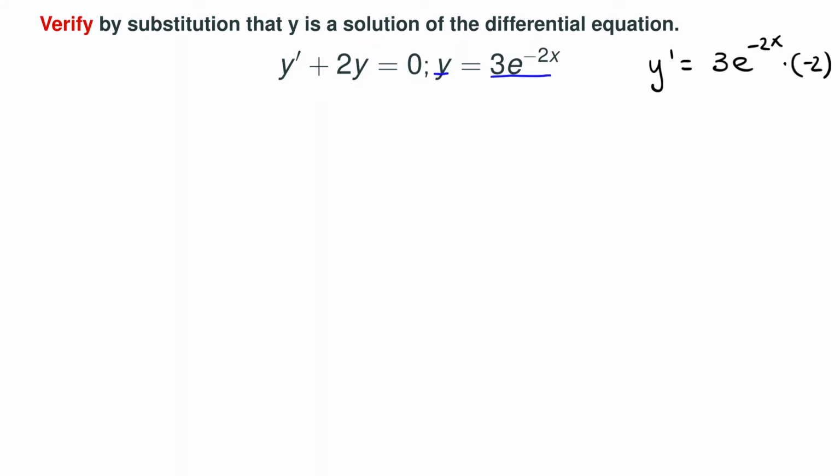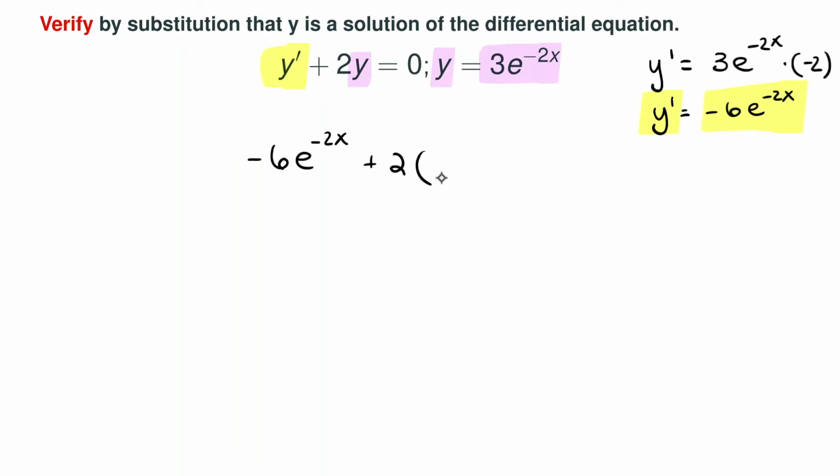is here. Bring down the inside function by the chain rule. So our first derivative simplifies to negative 6e to the negative 2x. And we're going to substitute these into our equation. So we have negative 6e to the negative 2x plus 2 times 3e to the negative 2x.